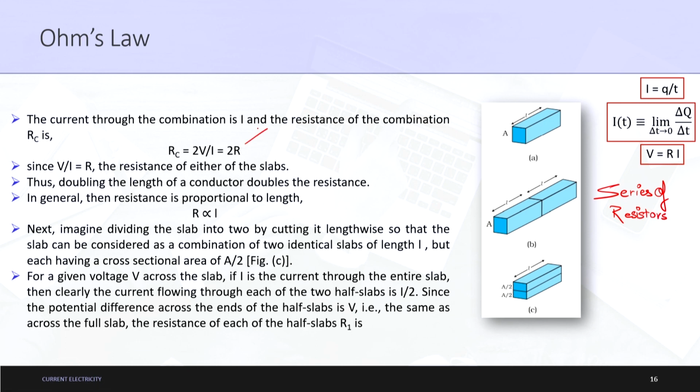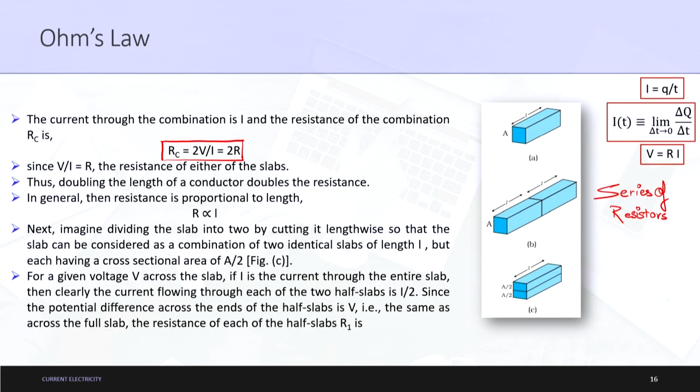Therefore, let me end the class with this concept. So, finally, what we got is that for the combination of two resistors or two conductors kept side by side with the same identical dimensions of length L and cross section area A, the combination resistance is equal to 2R, that is R plus R, since V by I is R, the resistance of either of the slabs. So, let me stop it here.